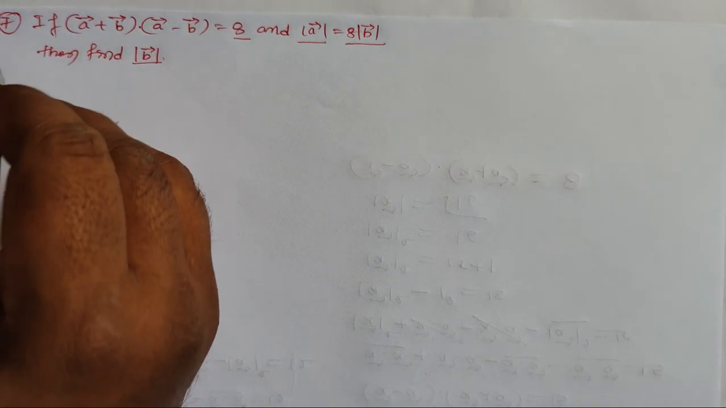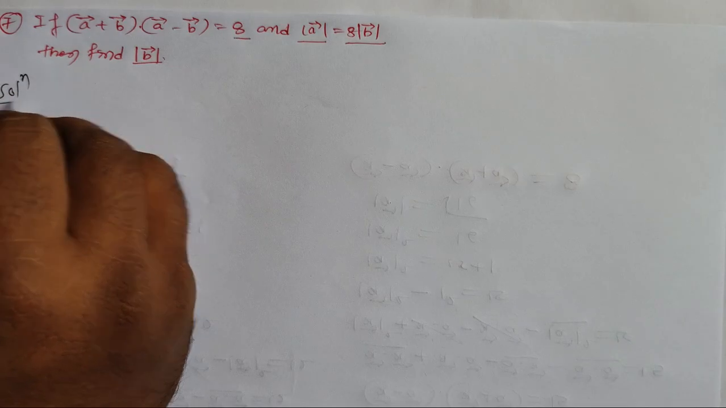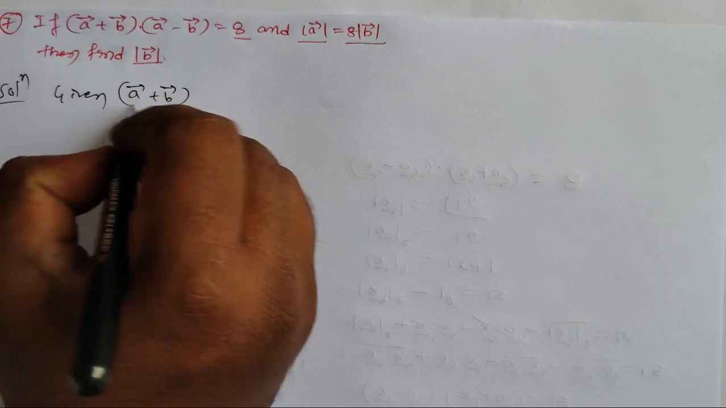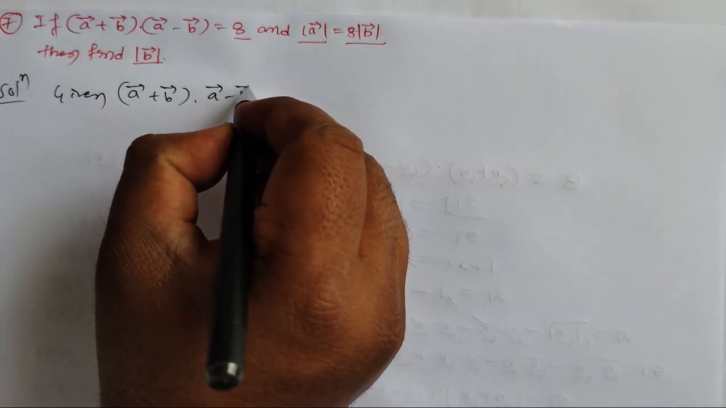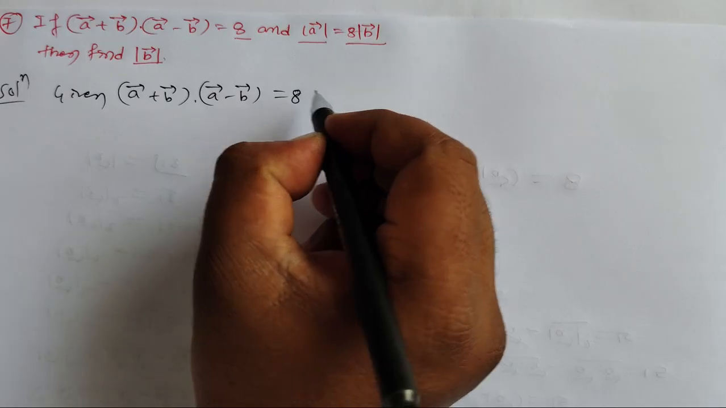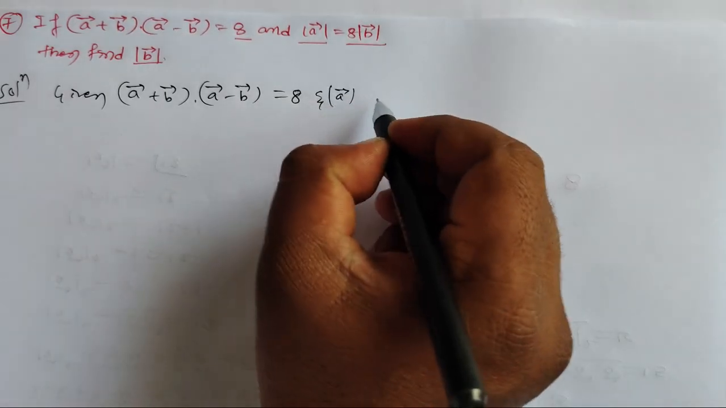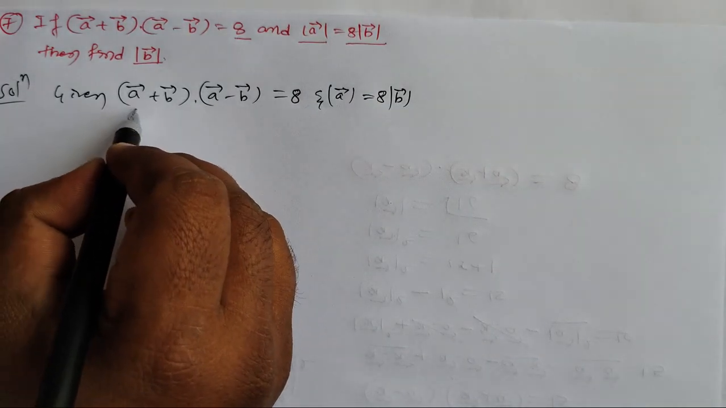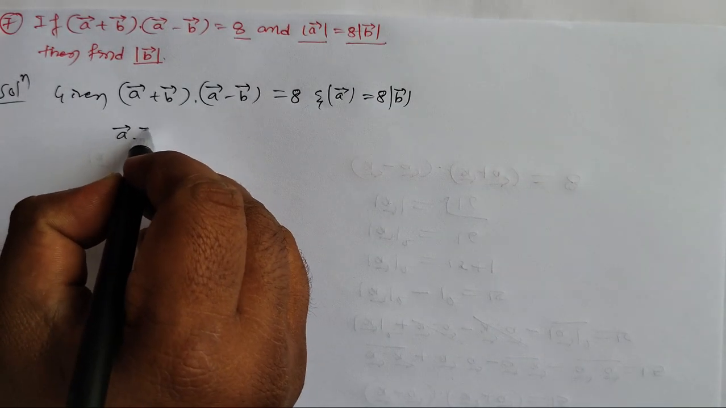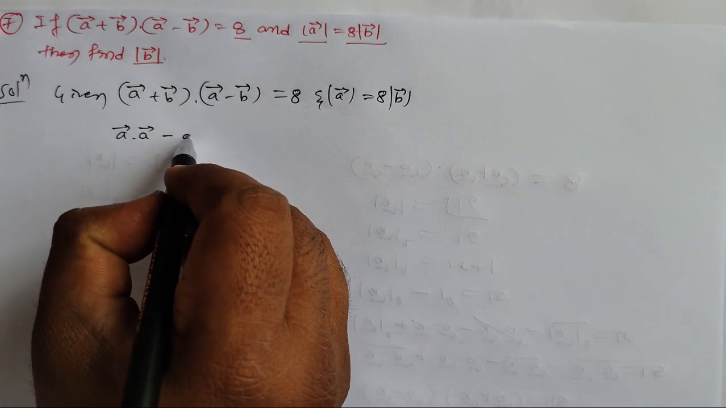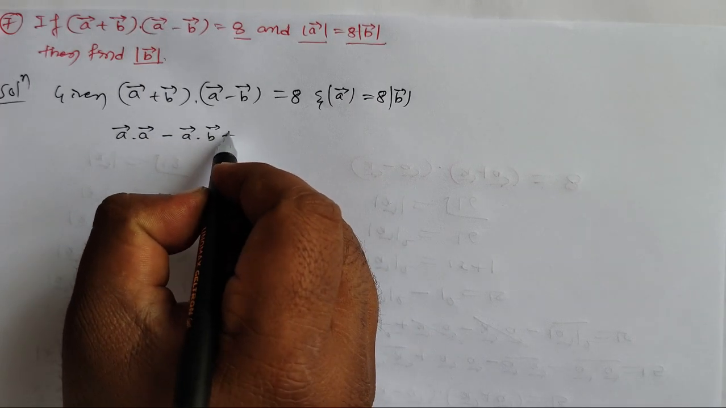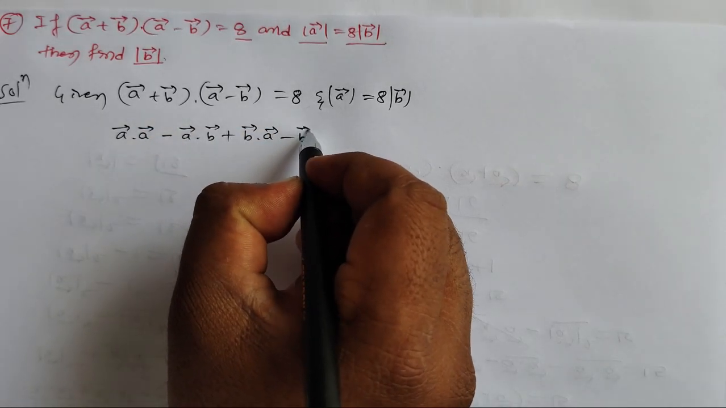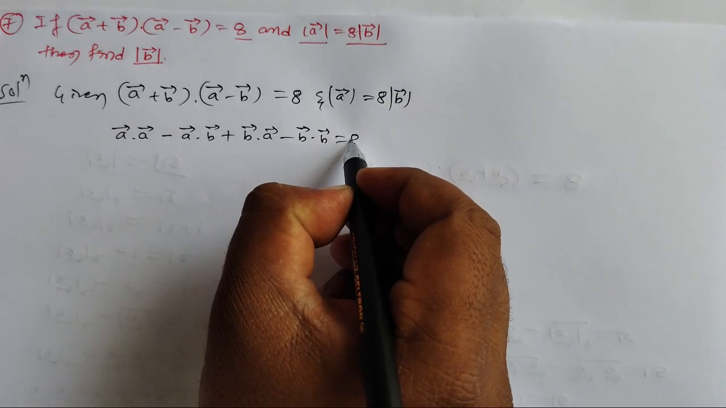Let us solve. Okay, so the given, first write: (a vector plus b vector) dot (a vector minus b vector) equal to 8, and magnitude of a vector is equal to what? 8 times magnitude of b vector. Okay, to simplify this, multiplying gives a vector dot a vector minus a vector dot b vector plus b vector dot a vector minus b vector dot b vector is equal to 8.